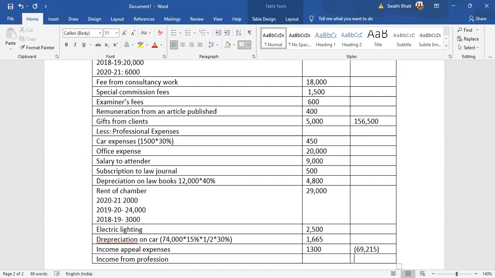So learn the format properly, where you know which are the receipts and which are the expenses. The way of computing remains the same.